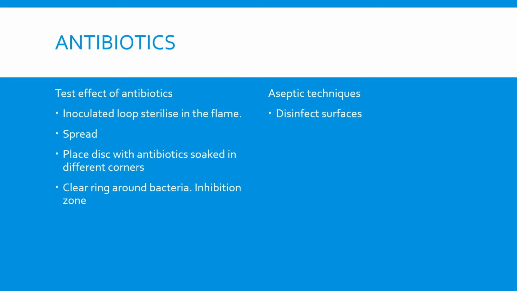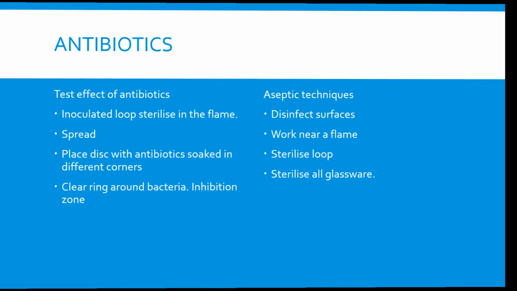Aseptic techniques. Well, aseptic techniques are techniques which keep the surface area clean. This is: disinfect surfaces, work near a flame, sterilize the inoculation loop by passing it through the flame, sterilize all glassware. This prevents any unwanted bacteria getting into your sample.